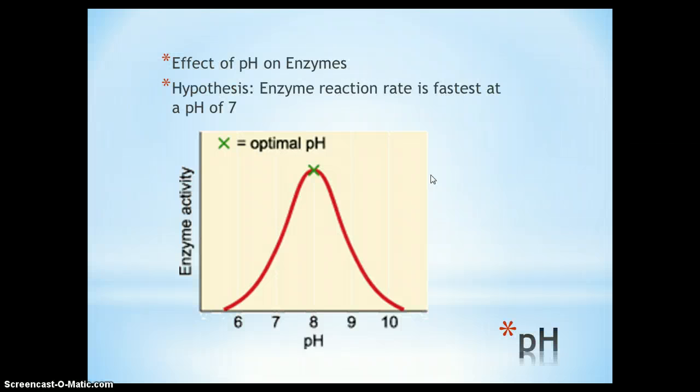Next, we tested for the effects of pH on the enzymes. Our hypothesis for this experiment was enzyme reaction rate is fastest at a pH of 7.